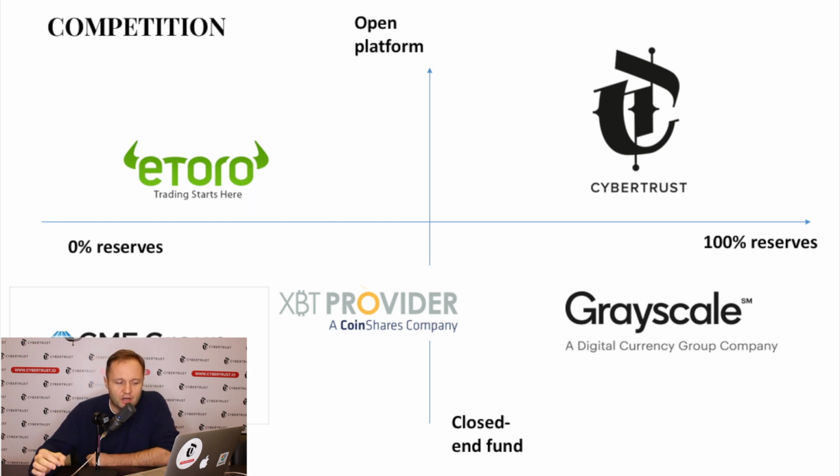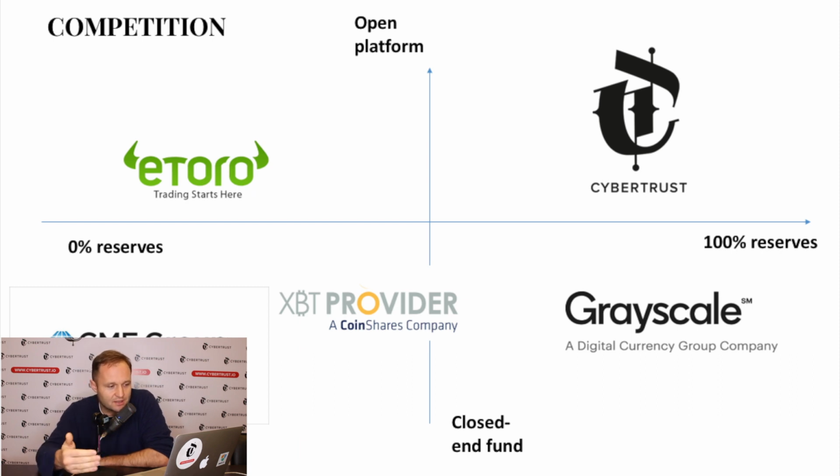Then if you move further, XBT Provider. They started like a tracker, so they kind of said that they give you exposure to the asset, but they're not saying how, right? But I think they're moving now towards reserves, but it's still called tracker, right? They're kind of vague about whether there is real Bitcoin and whether you can claim it.